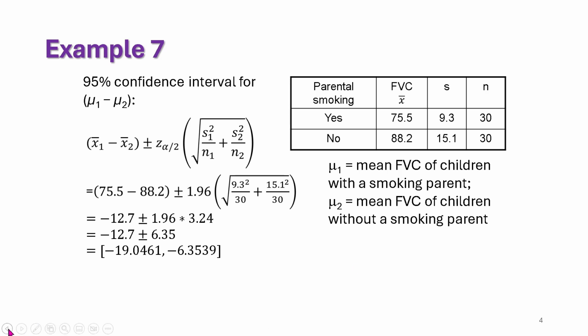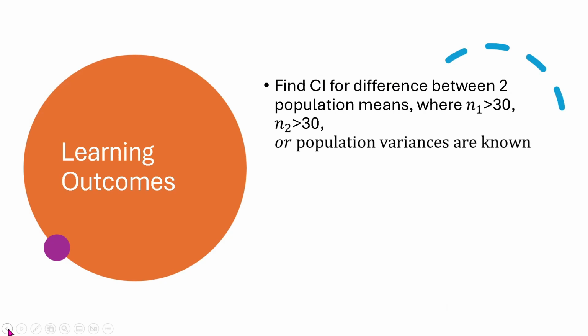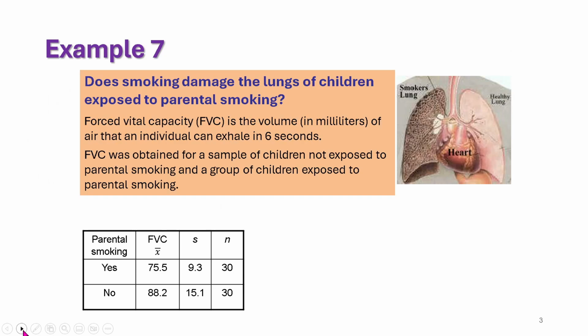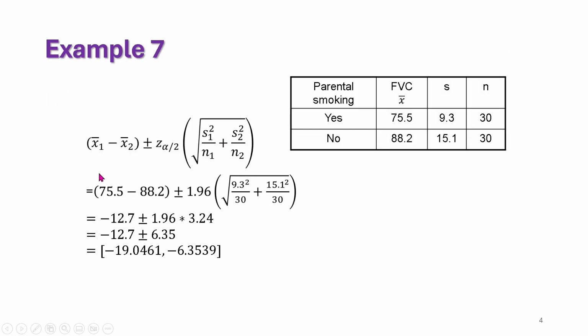We revise the formula that we use. The formula is this: when both sample sizes are greater than 30, we use the Z distribution table. With this, thank you for your attention.